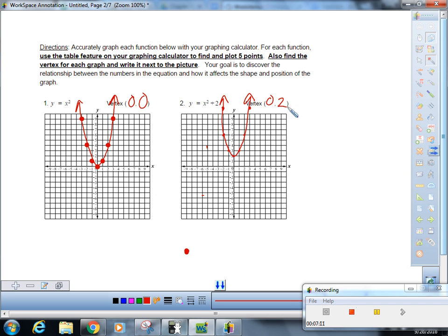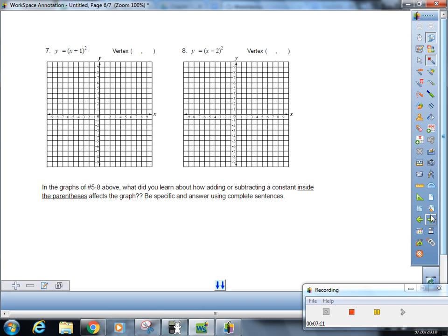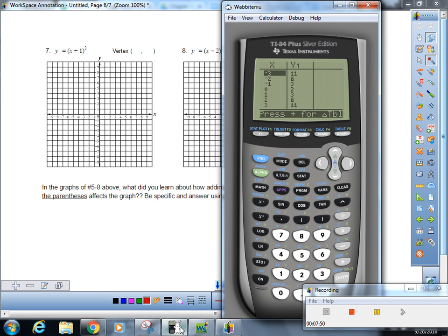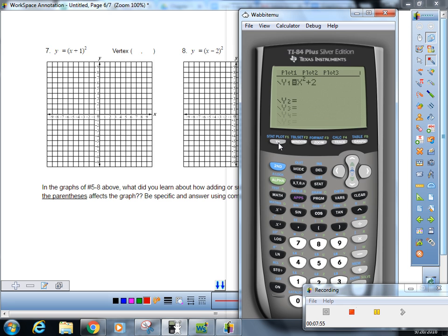Now, I know a lot of you are moving ahead, and I love that about you, but I'd like for us to get to number 8, please. Let's do number 8 together now. So now we go back to my calculator. It's x minus 2 squared. So y equals, parentheses, x. Now, does anyone remember what's going to happen when we have a -2 inside of the parentheses?